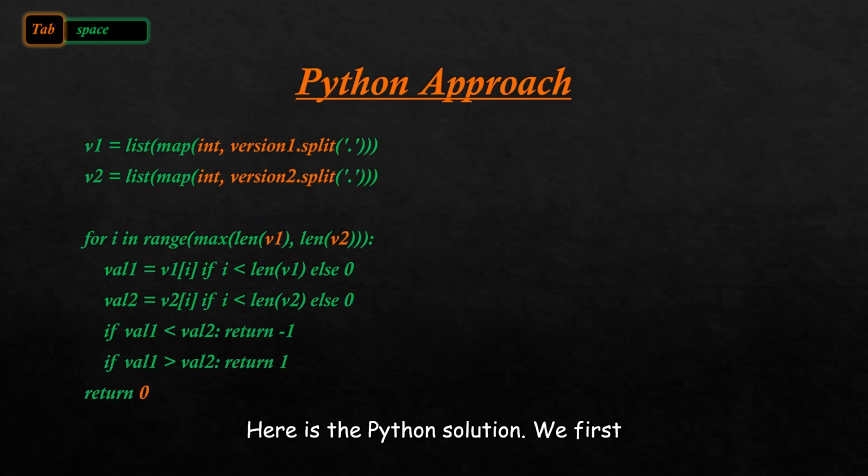Here is the Python solution. We first split both version strings using the dot separator and convert them into integers. Then we iterate over the longest length of both lists. If one list runs out of revisions, we use 0 as a placeholder. During the comparison, if we find a smaller revision, we return -1. If we find a larger revision, we return +1. If we complete the loop without finding differences, we return 0. This approach is clean and very readable.